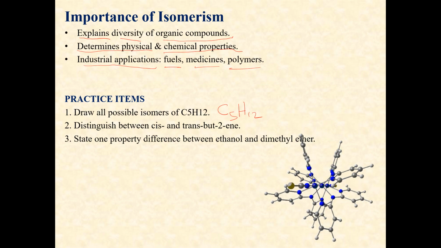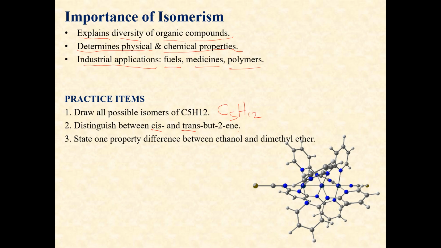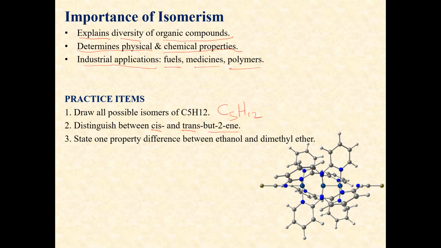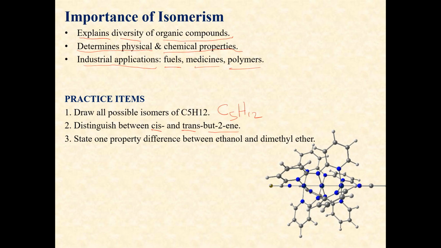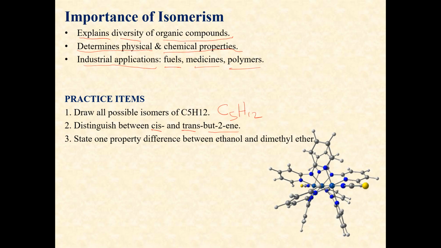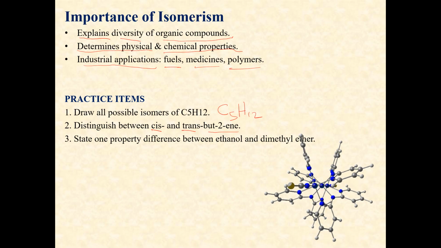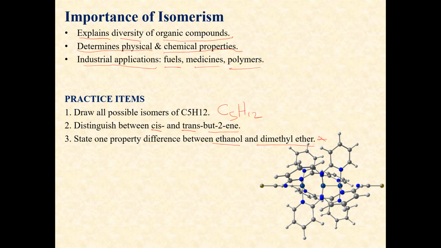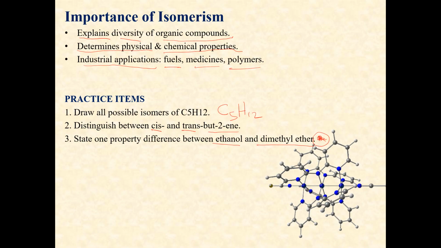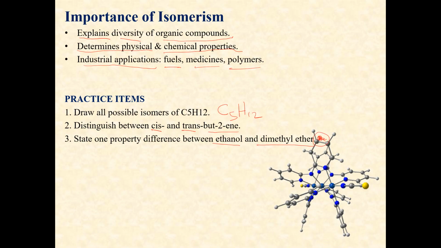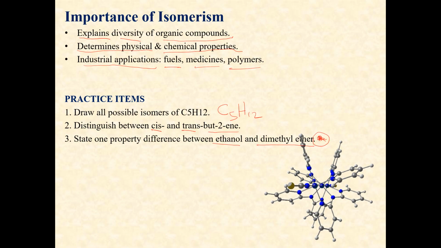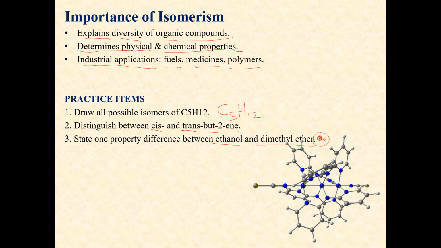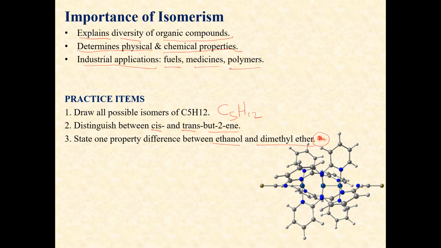Then number 2, distinguish between cis and trans butene. I believe from our discussion, you can differentiate between the cis and trans. Then part 3 says state one property difference between ethanol and diethyl ether. I believe we saw that when we were discussing. So I want you to give me the difference between ethanol and diethyl ether, because they have the same molecular formula.